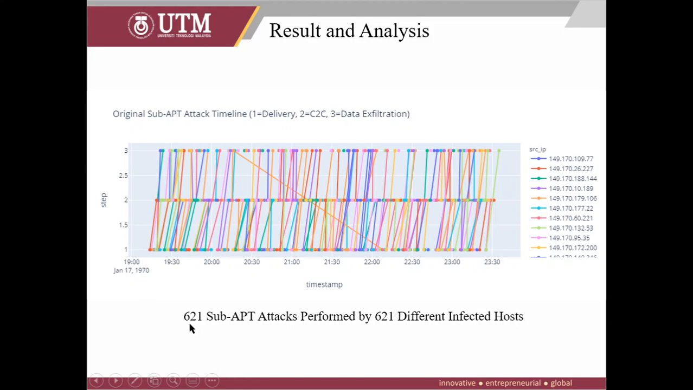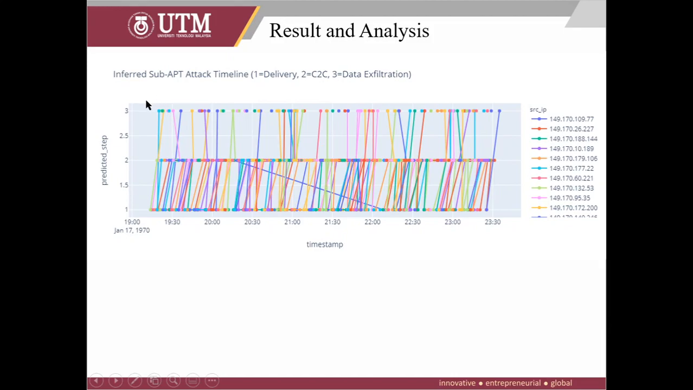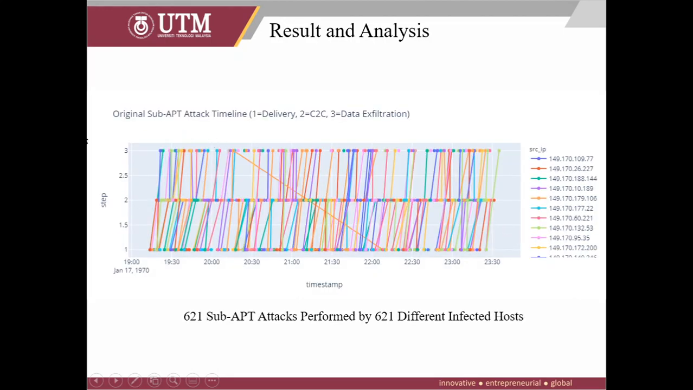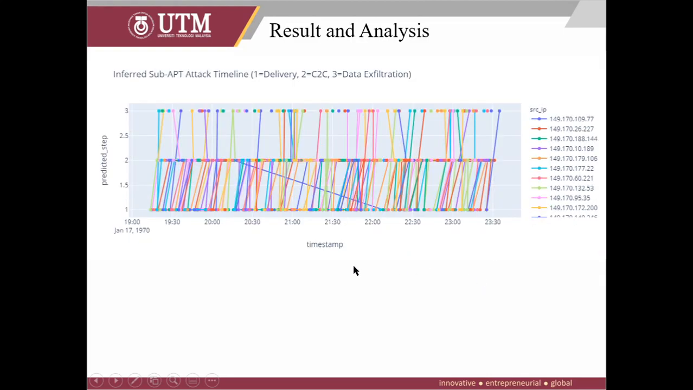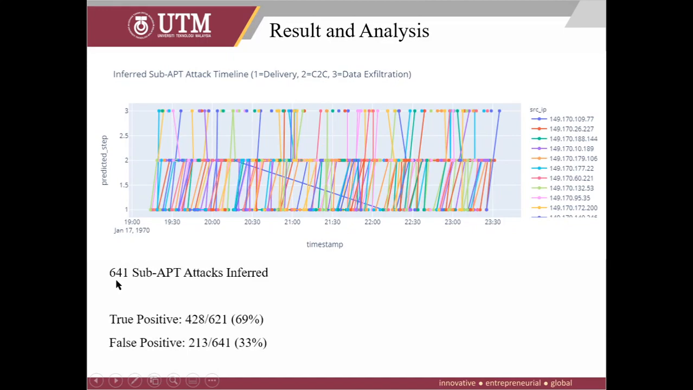Here we see that there are 621 sub-APT attacks performed by different infected hosts. This is how the chart looks. And this is the one classified or produced by our ANFIS detection system. We're trying to match what we are able to classify and visualize to what the actual graph looks like. So 641 sub-APT attacks are being inferred in this chart.